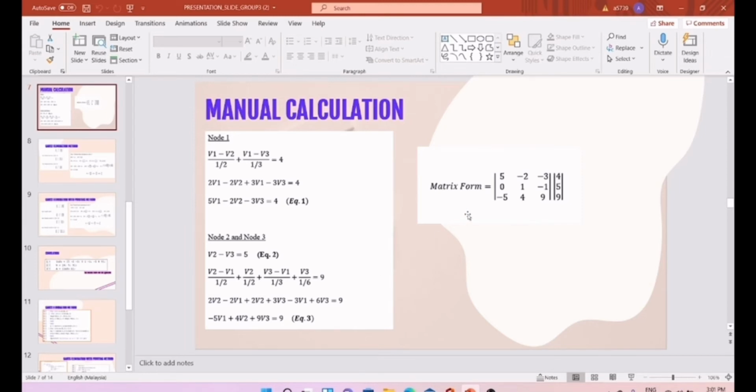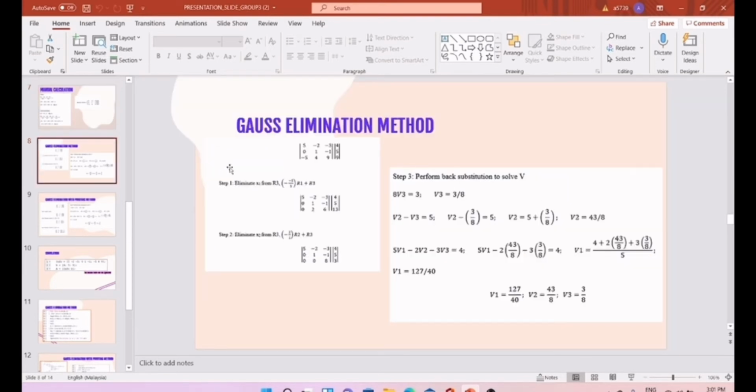So we get the matrix form like this: 5, 0, negative 5, negative 2, 1, 4, negative 3, negative 1, 9, 4, 5, 9. For the Gauss elimination method, this is our original matrix form.